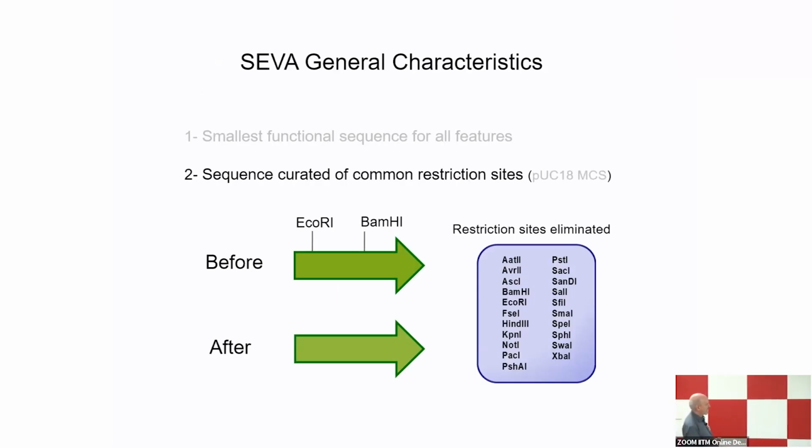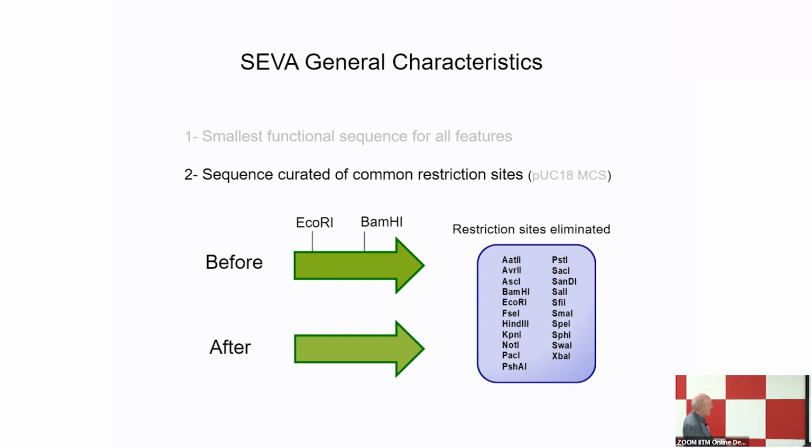Another characteristic is that we make sure the sequences we put in the plasmid have been curated of many restriction sites that are commonly used for cloning. For instance, if one of these segments has an EcoRI site, then the standardized segment that goes into the plasmid has been curated to eliminate it. It is possible because all segments have been synthesized. So it's not that they have been mutated, it's just that the segments are synthesized.